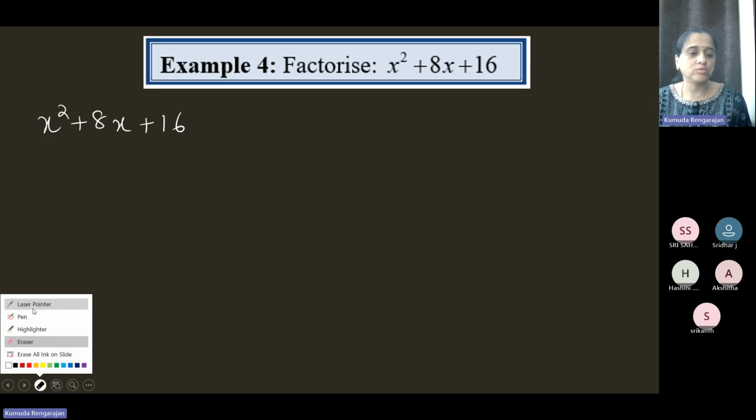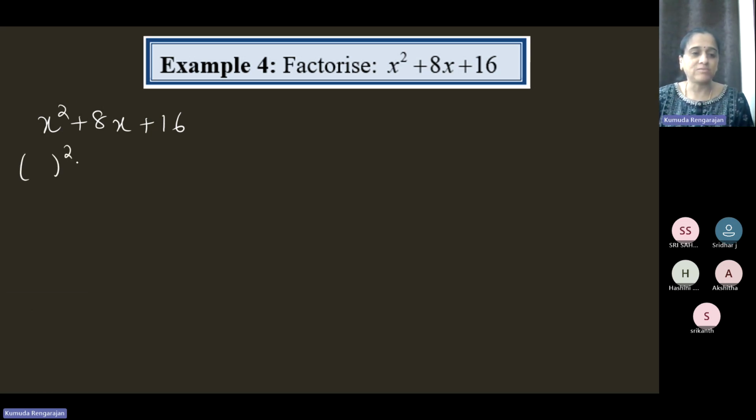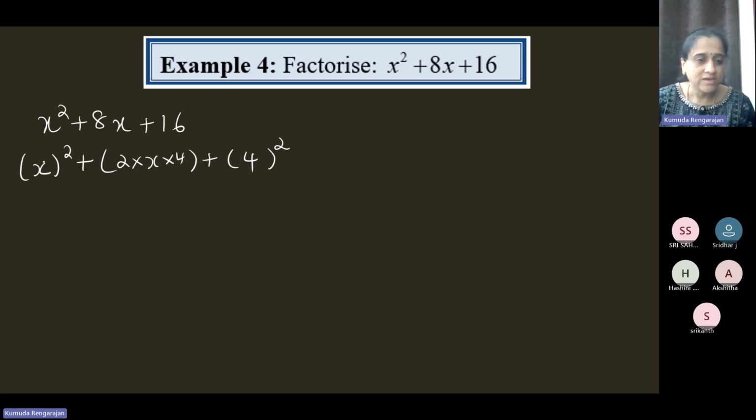So you use empty brackets plus 2 into a into b plus b squared. Empty brackets. What should you fill here? x. What should you fill here? 4. And what should you fill here? 2 into x into 4. Because this is a squared; if you cover the square, the rest of it is a. A squared, you cover the square, the rest of it is a.